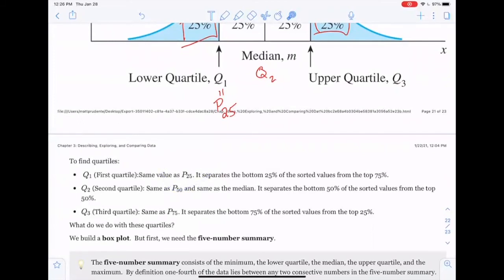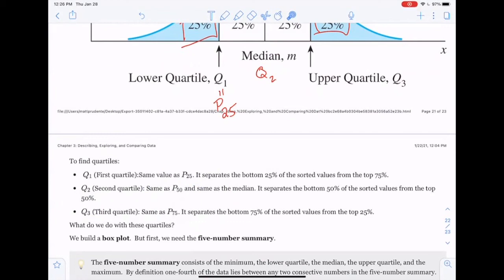And because Q2 is the data value that is bigger than 50% of our data points, that's the same as P50. Likewise, Q3 is the same as P75. It is the data point that is larger than 75% of the data. And so we typically don't find quartiles just to find them. We find them to sketch them or to plot them.